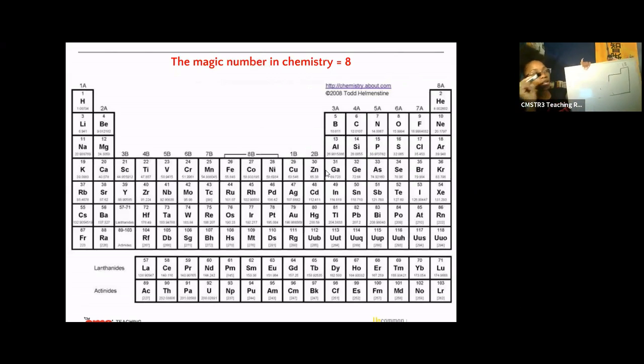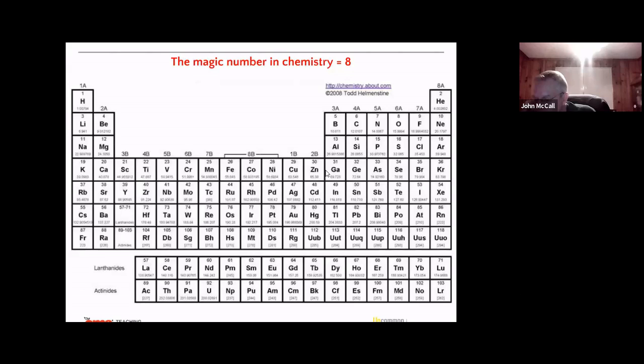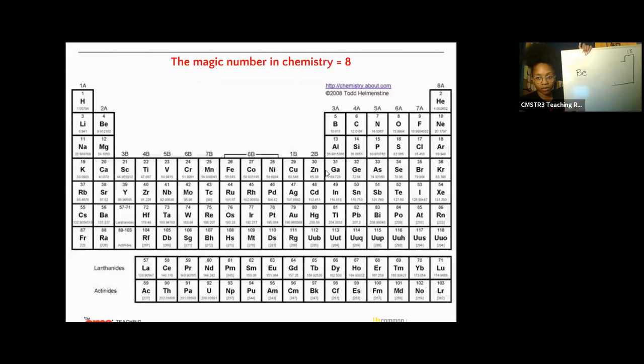So yesterday we said that the atomic number tells you the number of protons and it tells you the number of electrons. So if we look at the periodic table, beryllium is what number? 4. Beryllium's number 4. What period is it in? 2. So if it's in the second period, how many electrons should it have? I mean, how many rings should it have? I'm sorry. 2 rings.